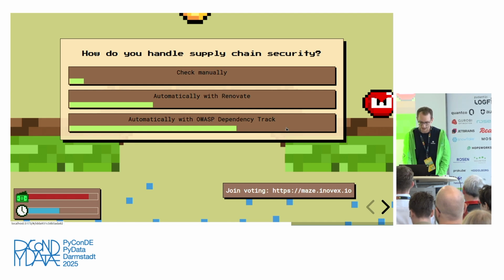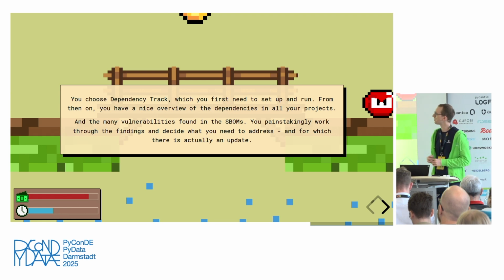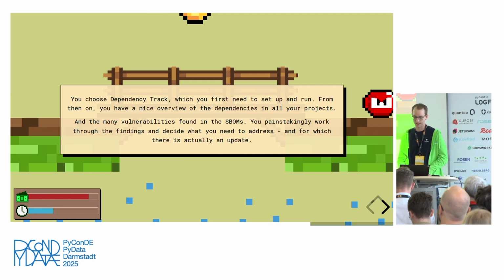Good choice, I would say. So you configure Dependency-Track. It collects all the dependencies you have in your project, and you have to go through all the findings because you have a lot of transitive dependencies there as well. But then you find all the problems, and then you have to check if there's actually an update.